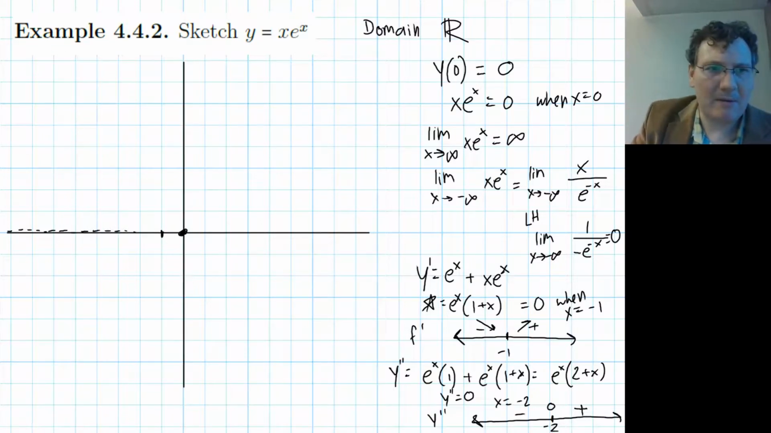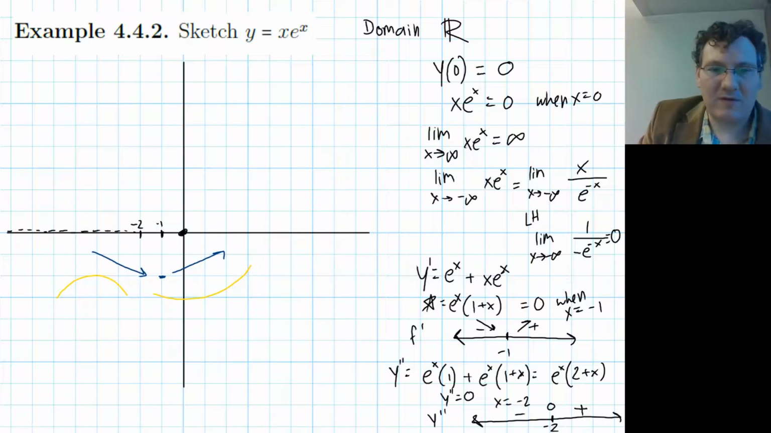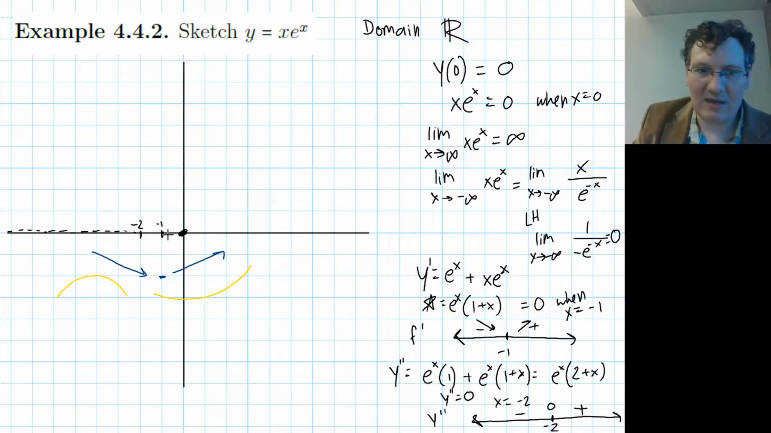So I'm going to put in a couple of helper things here. At -2 and -1, things are happening. In terms of the curvature, this thing has downward curvature up until -2, and then we have an inflection point, and then it's going to be upward curvature. Then it's decreasing up until this point, and it's going to be increasing after that. So in order for this to happen, let's actually plot the point when x is -1. So y of -1 is negative e to the -1. So that's negative 1 over e.